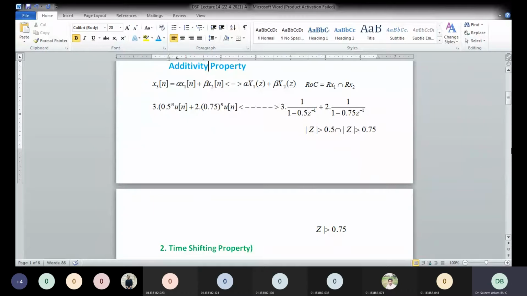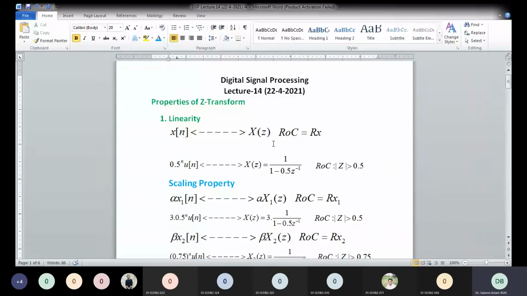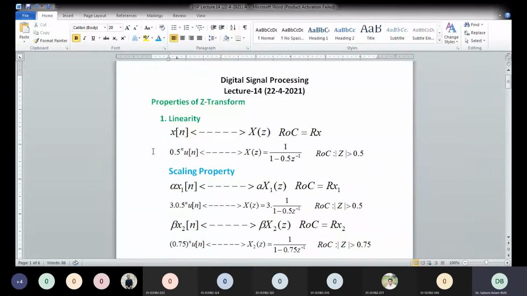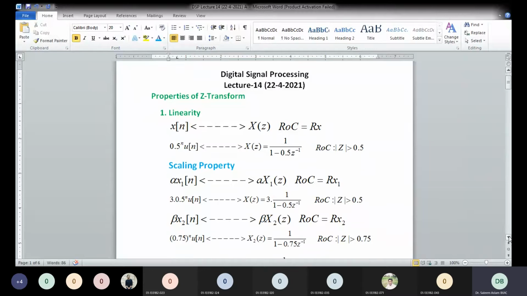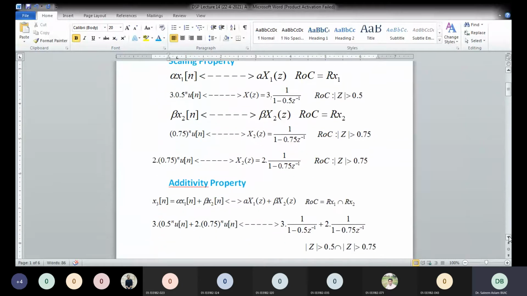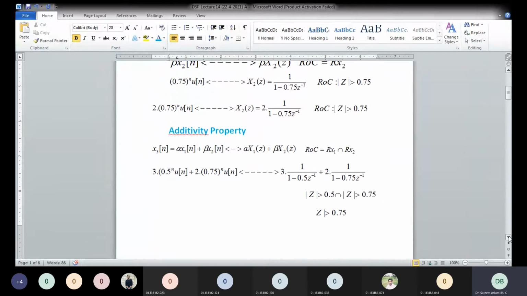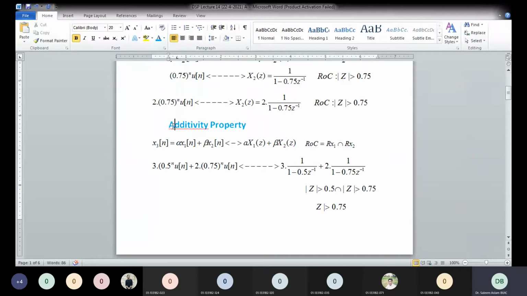Okay, any question, any confusion? We started from here, in which we took a hint that x of n would have a z transform x of z and ROC is equal to R of x, and then we built up the concept of scaling and additivity with the examples. So hopefully the concept is clear to you, right?